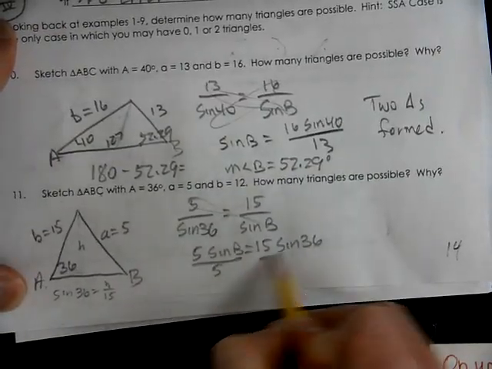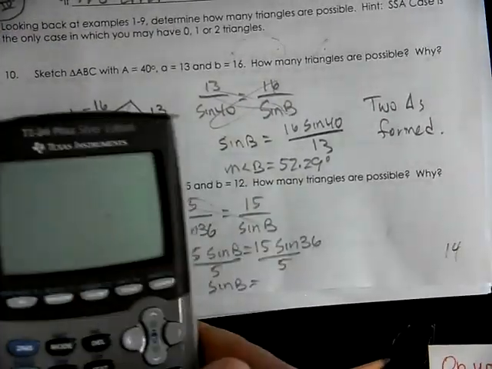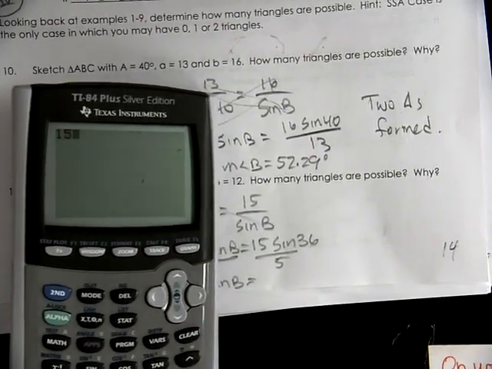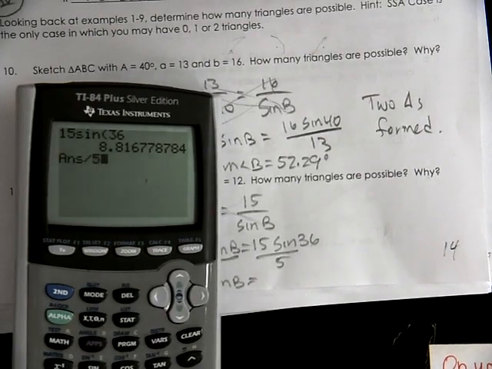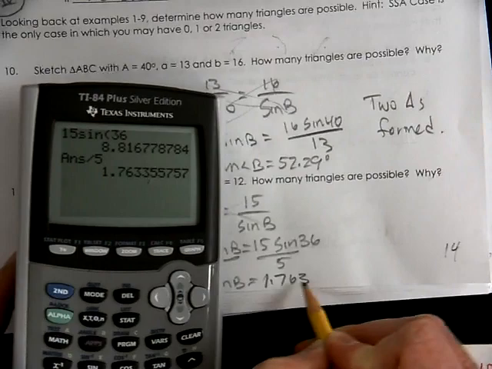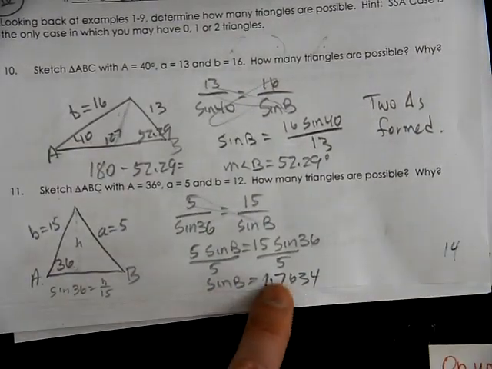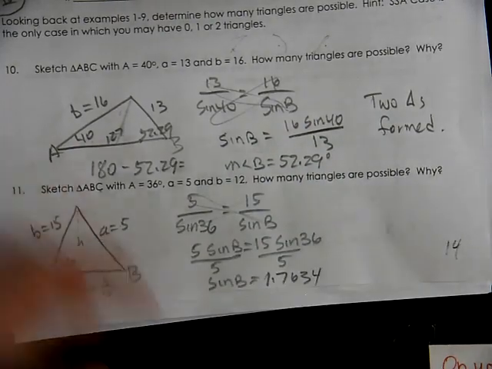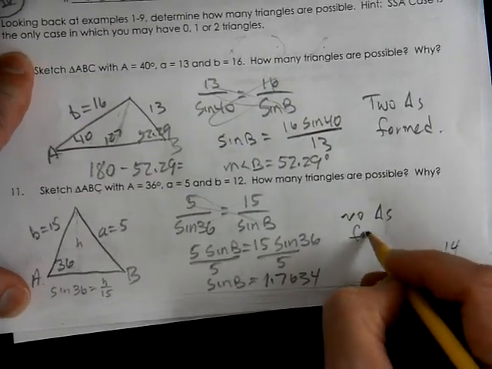And you do the math. And we divide by 5. And we get 15 times the sine of 36. We divide that by 5. And we get 1.7633, or round it to 4. This is too big. Sine has to be less than 1. So no triangles formed.